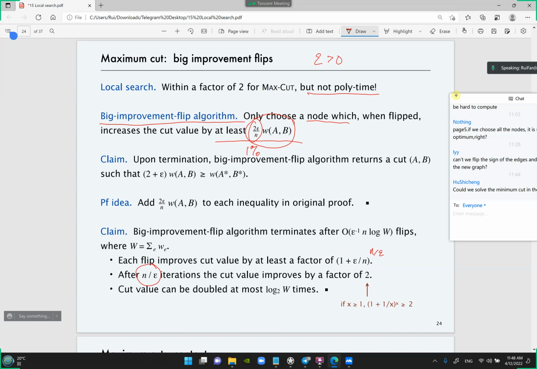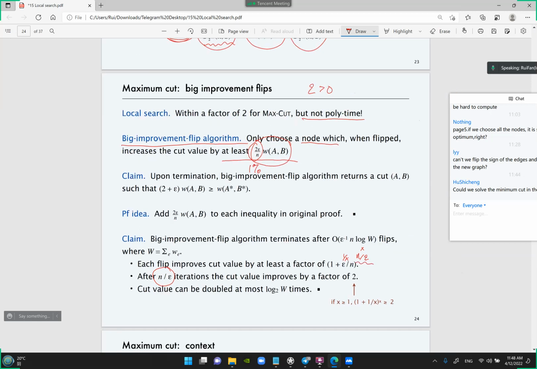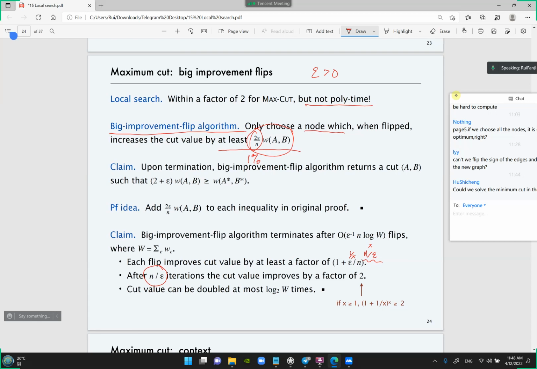And how large is this value? If you call x equal to n divided by epsilon, then epsilon divided by n is going to be 1 divided by x. So after you run for n divided by epsilon iterations, you're going to improve by this amount, and this value here is going to be at least 2, because of this inequality over here. That means that after n divided by epsilon iterations, you improve your cut value by at least a factor of 2.